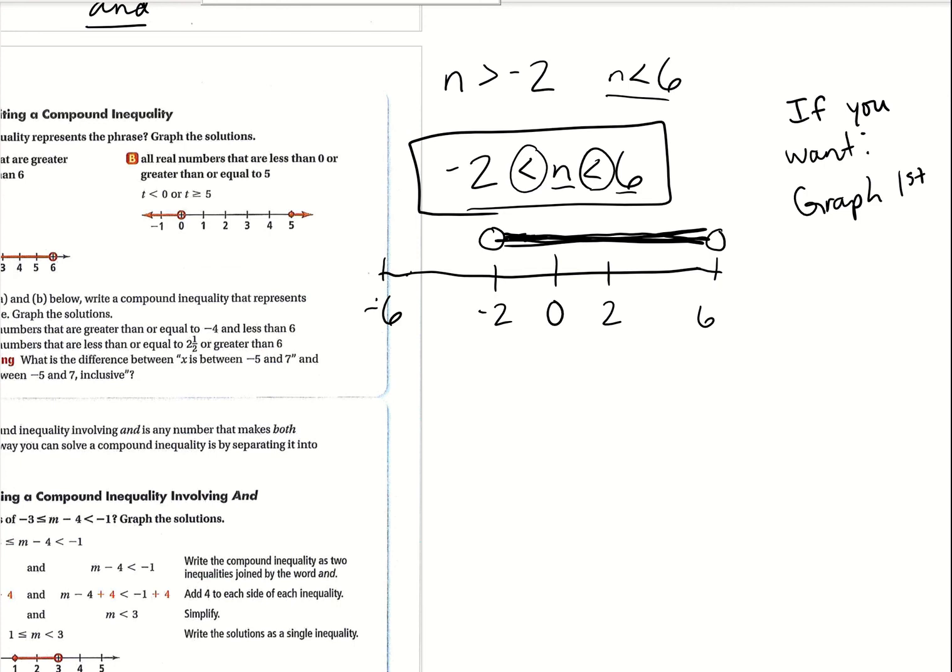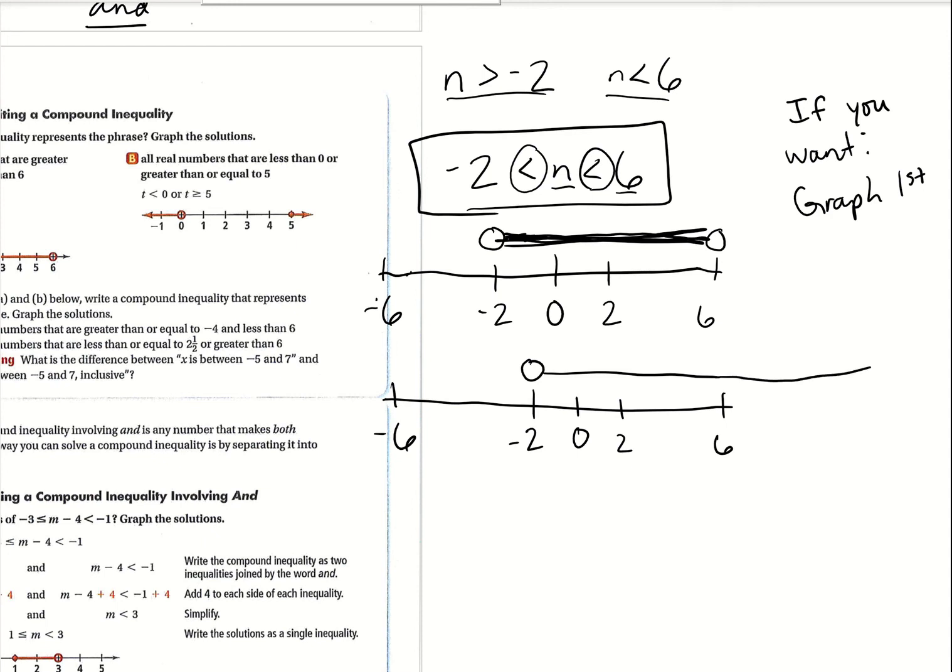So the way I would do that on this one, if I have this same problem here, I would do n is greater than negative 2 first. So there's that. And then I have n is less than 6.